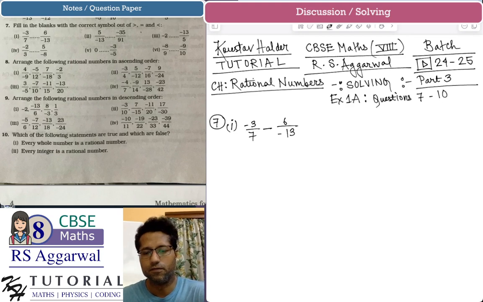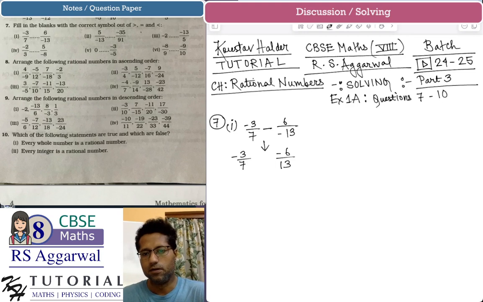Now first we have to convert the two rational numbers to their standard form. So minus 3 by 7 is already in standard form, as the denominator is positive and the absolute values of the numerator and the denominator are co-prime. 3 and 7 are co-prime, that is they do not have any common divisor other than 1. But 6 by minus 13 is not in standard form. First we have to make the denominator positive, so we multiply both the numerator and the denominator with minus 1 and it becomes minus 6 by 13.